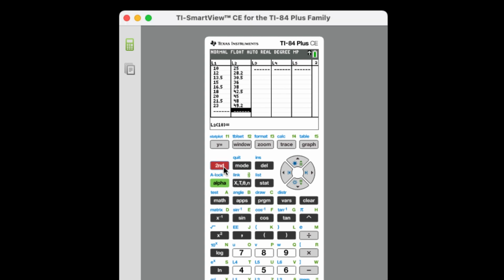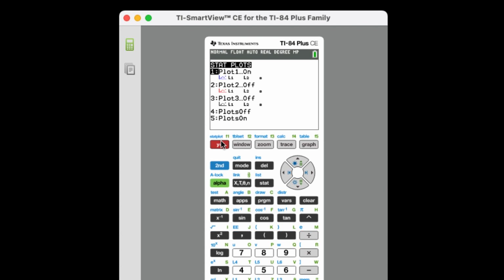You hit second and what? Scatter plot. Go to the first one, press enter. Make sure this is on. Make sure this is on scatter plot. Make sure that's on L1 and L2. And it is. Do you guys know what you do next? And it's in the instructions. Next, you go up here to zoom. Zoom. And which one do you go down to? Number 9, zoom stat.